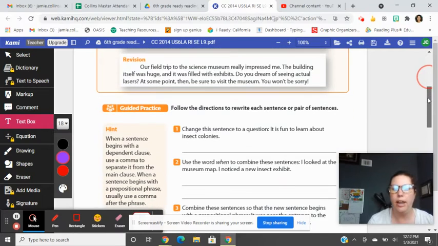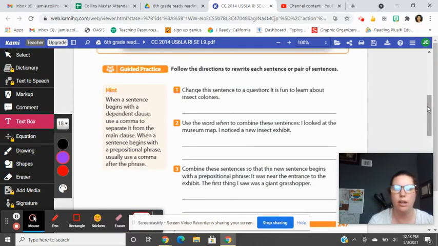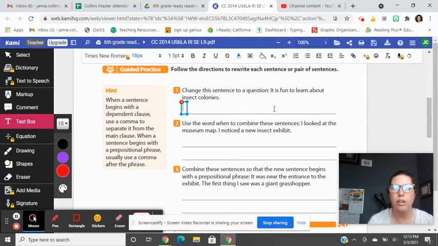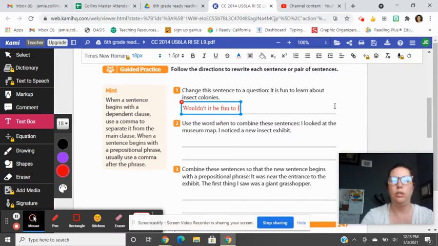So let's look at how we're going to fix these sentences right here. Change the sentence to a question. It is fun to learn about insect colonies. Let's do it in red. So we want to change this, as I said, to a question. So let's see. It is fun to learn about insect colonies. How about, wouldn't it be fun to learn about insect colonies?